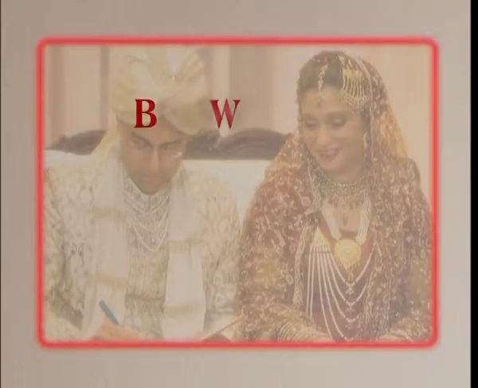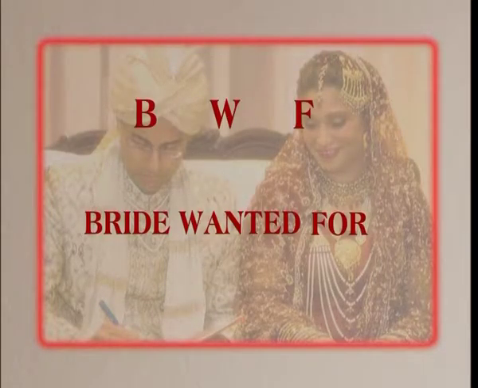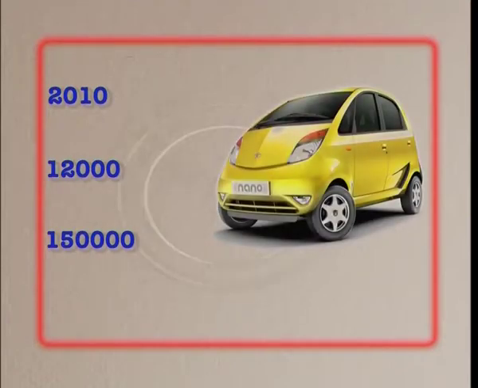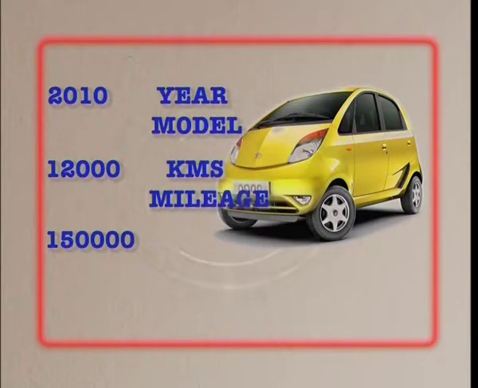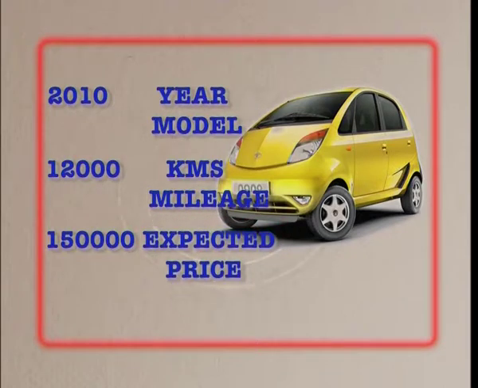The characteristics of these ads are that they are short and crisp and to the point. They have no frills or stories. In fact, over the years, these ads have developed their own short forms and acronyms. For example, BWF is Bride Wanted For in a matrimonial advertisement. 2010, 12,000, 1,50,000 in a car sales advertisement indicate that it's a 2010 year model which has done 12,000 kilometers mileage and the expected price is rupees 1,50,000.